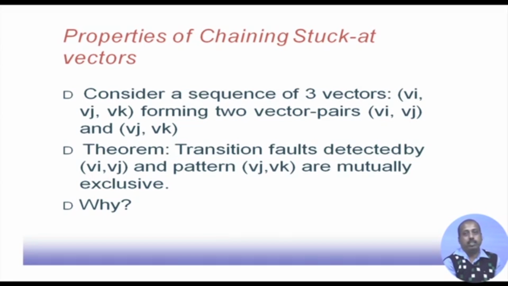So, if you have got a sequence of these stuck at vectors, then you can just make pairs, where 2 consecutive ones make a pair. So, that way if you do it, then you can detect a large number of transition faults as well, because each pair will detect some mutually exclusive set of faults.